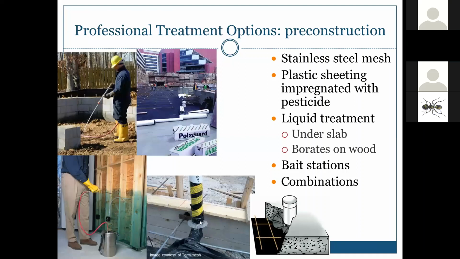That's what you're seeing here. That goes around any pipe penetration. So anywhere that a pipe is going to go through the slab, they will put this stainless steel mesh screening around it. And then if you look to the right of that at the drawing, when they lay that slab, that stainless steel is in there, and termites are not going to be able to go up that particular pipe. And then we also have bait stations that are available that can be put around the structure, or you can have combinations of these things.